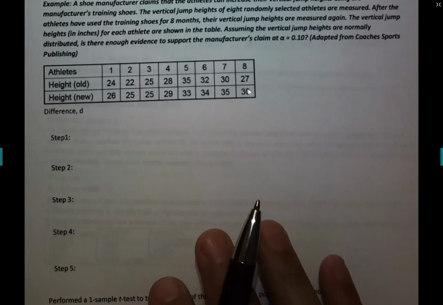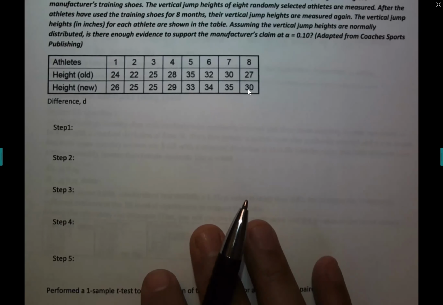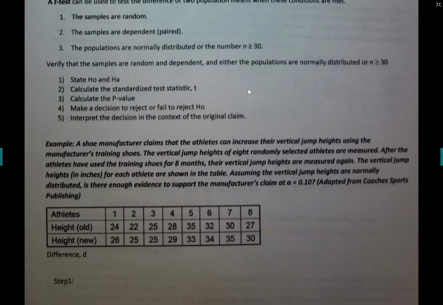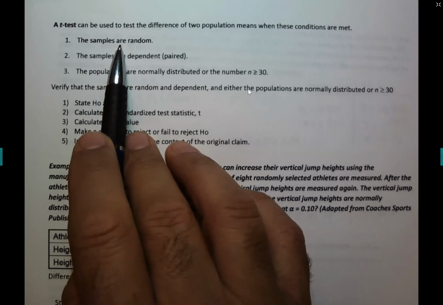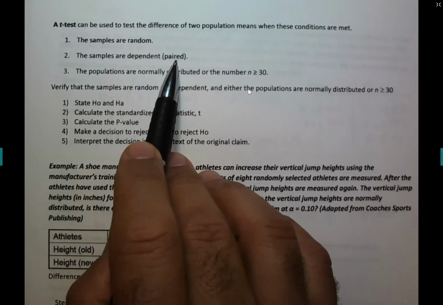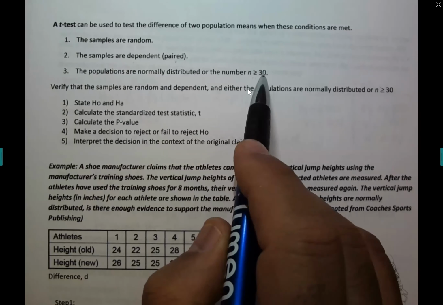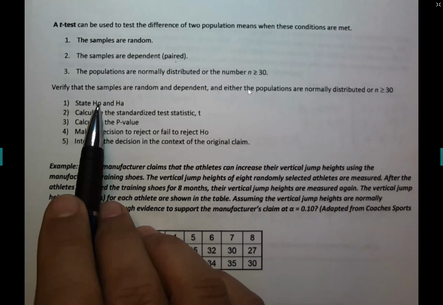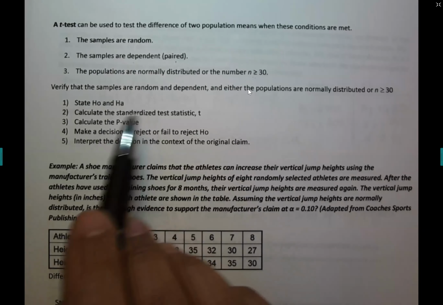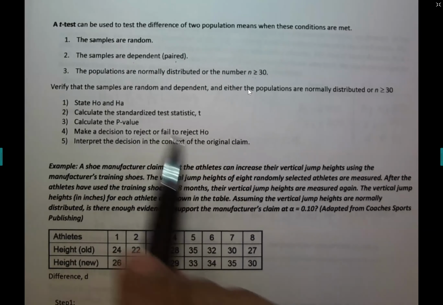So please pay attention to this. It's very different from the previous 3 sections, and you will see why in a second. Now, to perform a t-test, the samples are random. The samples are dependent, not independent anymore, or paired. They call it matched pair, or the population are normally distributed, or the sample size is more than 30. The steps, guys, nothing different from before. H0, HA, calculate the standardized test statistic, calculate the p-value, make a decision to reject or fail to reject H0, and then interpret the decision.